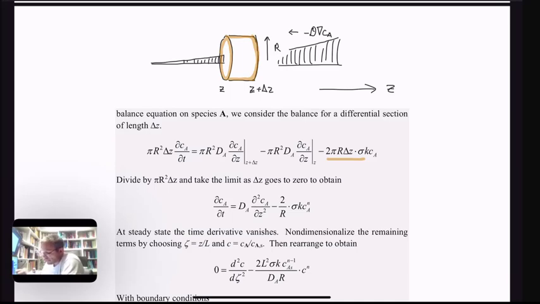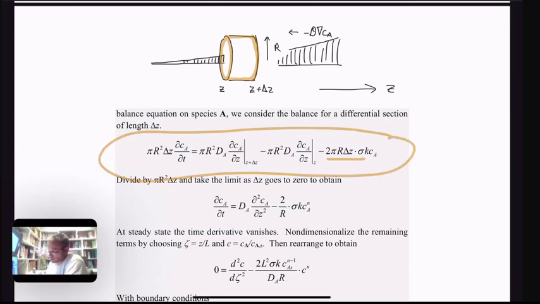We have an edge of that disk, and that edge has some catalytic sites at density sigma. It has a rate given by k times the local concentration of species A, and then there's a surface area that we have to multiply by to get the number of sites that are in that little wedge. So that's going to be 2 pi r multiplied by delta z. So this is our balance equation, a little bit different from the ones that we've been looking at, but the same principles are really in here.